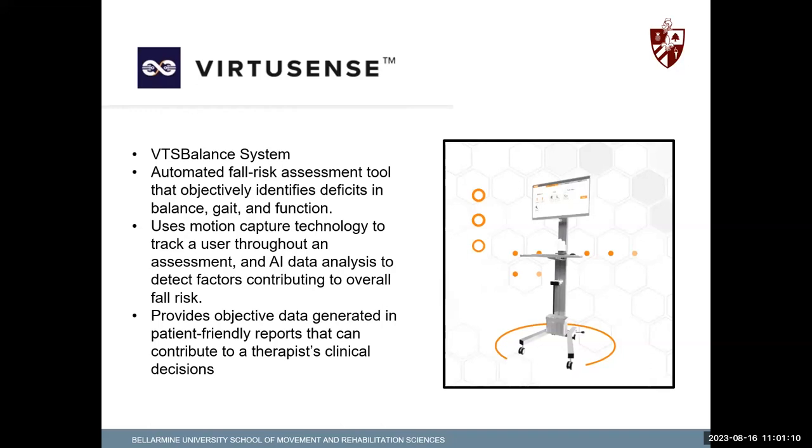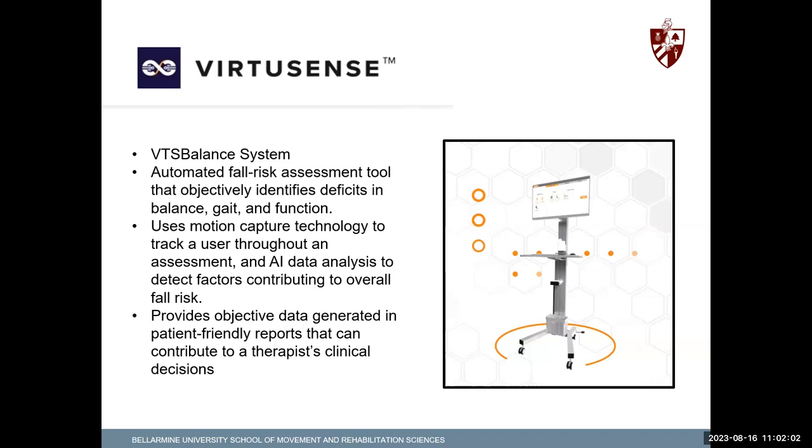And what it does, it uses that video capture technology, records the movement, and uses their AI data analysis to detect factors contributing to overall falls risk and really give the clinician super objective, measurable data on how that movement looks like. The system also provides a really patient-friendly report because knowledge is power, right? So if we can collect this data on the performance measures, provide that education to patients, it can be a very powerful tool in letting them know how their current function is performing in relation to age reference norms, or just compared to their own previous performance over time.